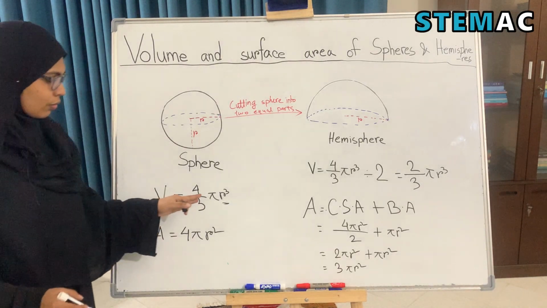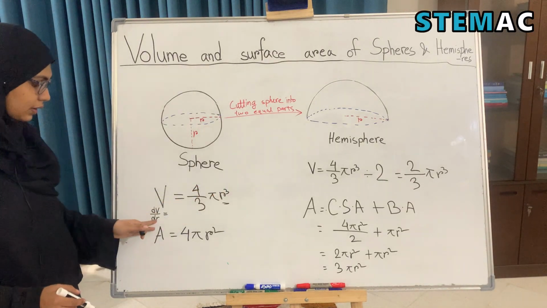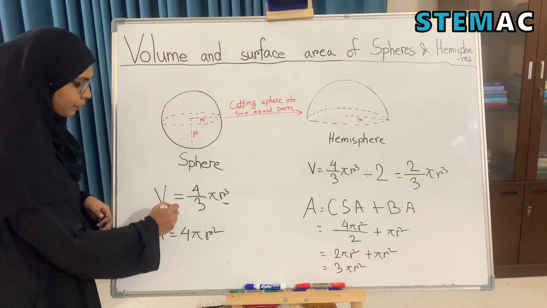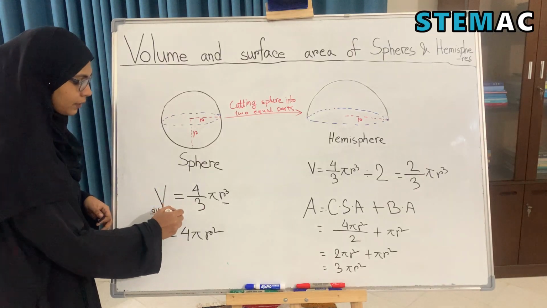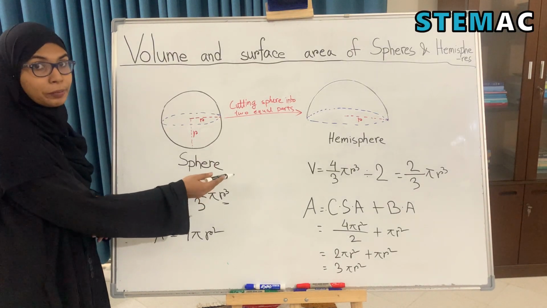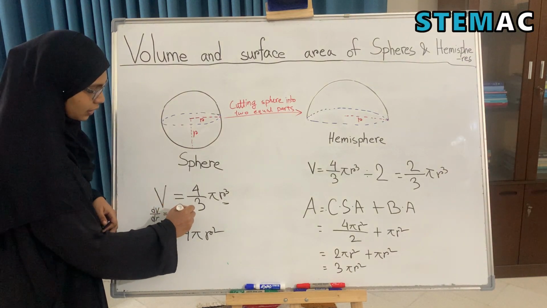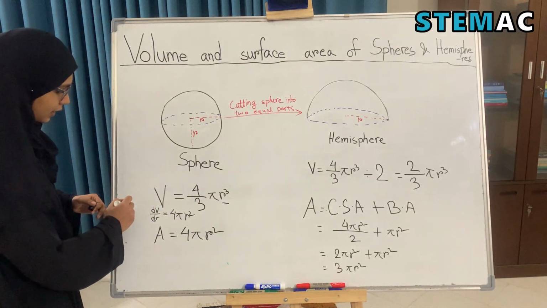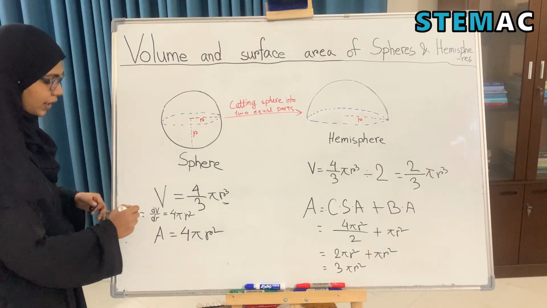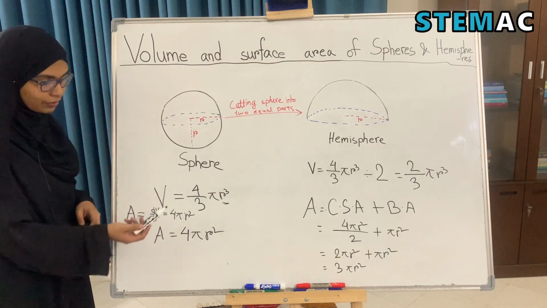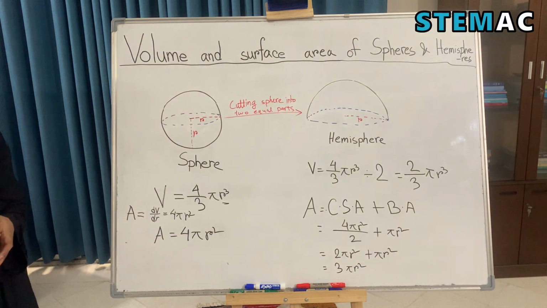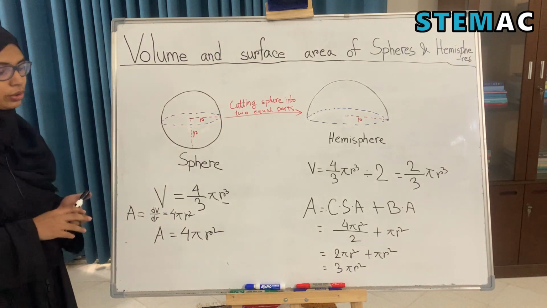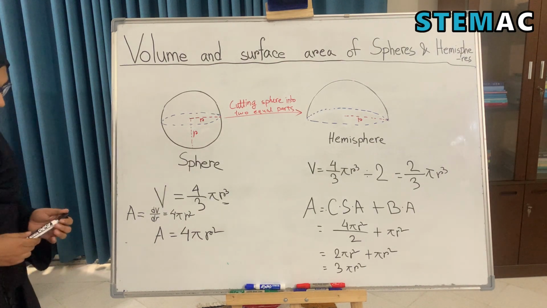equals 4 by 3 into 3, that is the power of r is 3. So 4 by 3 into 3 gives us 4, multiplied by pi multiplied by r to the power 3 minus 1, which is r square. So here we can see that the area of a sphere is the differentiation of its volume. There is a very good explanation of why it's like this, and you will learn it in higher grades.